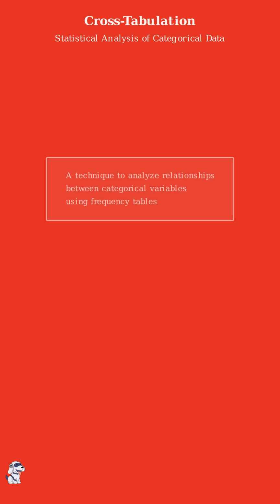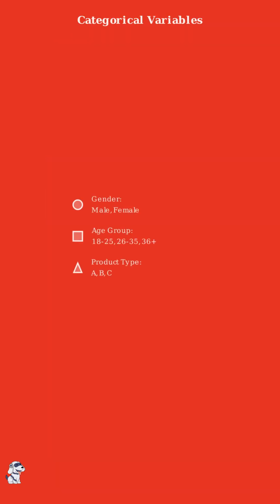Cross-tabulation is a fundamental statistical technique used to analyze relationships between categorical variables. It organizes data into tables to reveal patterns and associations that might not be immediately obvious. Cross-tabulation works with categorical variables, data that falls into distinct categories or groups.